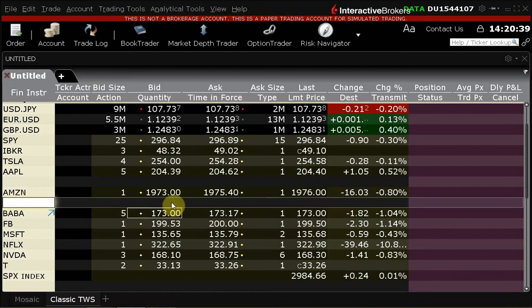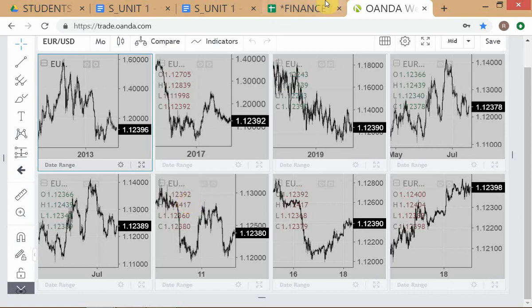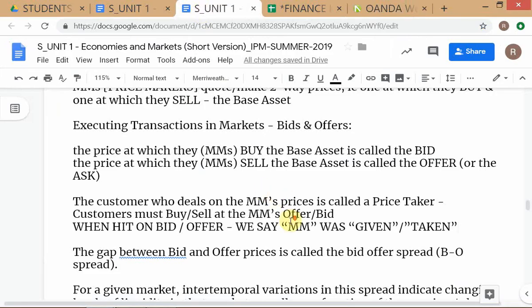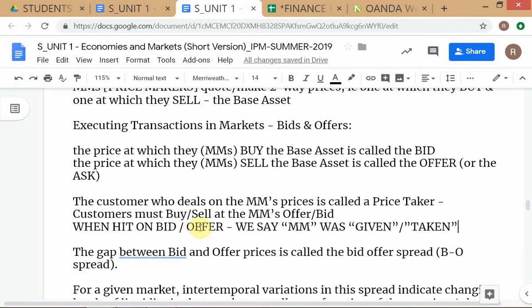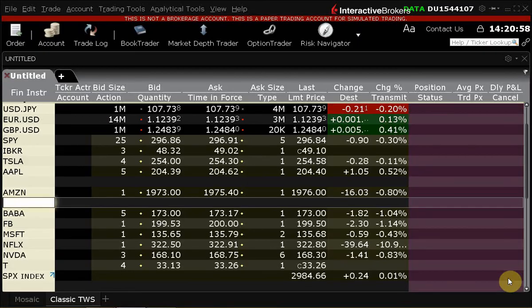So this thing is called the bid offer spread. We have it written down somewhere here. Very common logic. So this is called the bid offer spread: the gap between the bid and offer prices. In the case of Amazon, we would say the bid offer spread is, what is it? 2.4. So $2.40. This is the bid offer spread. Is everyone clear so far?